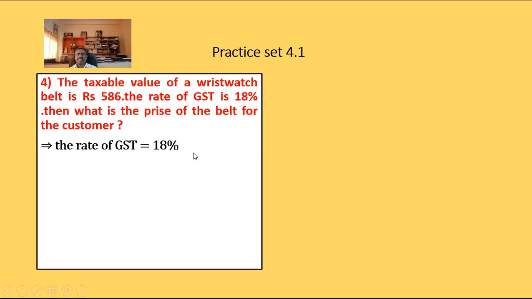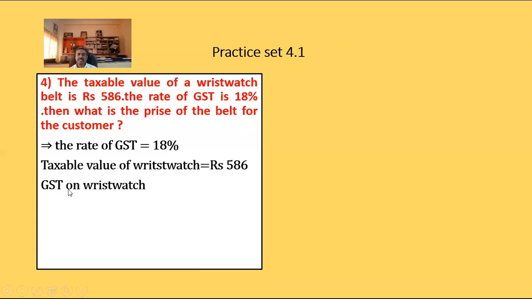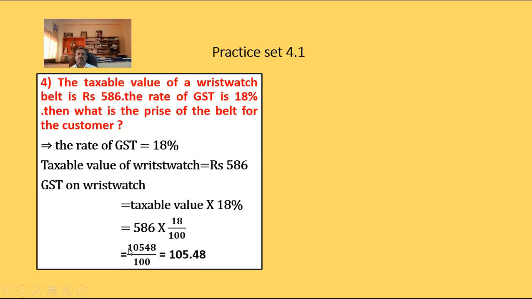The rate of GST is 18%. Taxable value of wristwatch is equal to rupees 586. GST on a wristwatch, amount of GST is equal to taxable value multiply 18%, 586 multiply 18 upon 100. Therefore, 10,548 upon 100. Product of 586 multiply 18, then we get 105.48.